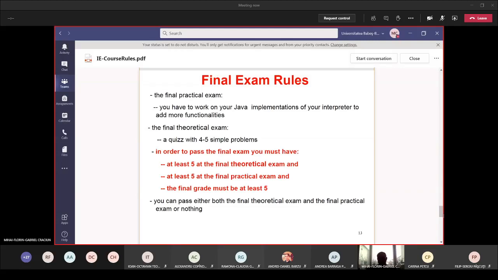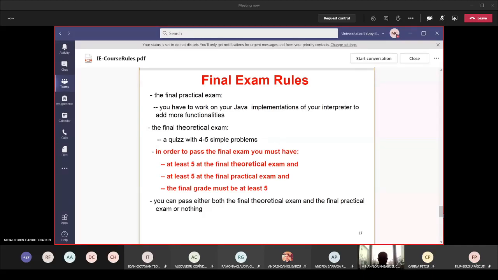But in that case, you have to take the final theoretical exam and the final practical exam again, and after that we'll compute your new grade. And if your new grade is less than the grade that you already got in the normal session, you will remain with the maximum between these two grades. This is my rule, actually. You will keep the maximum grade.